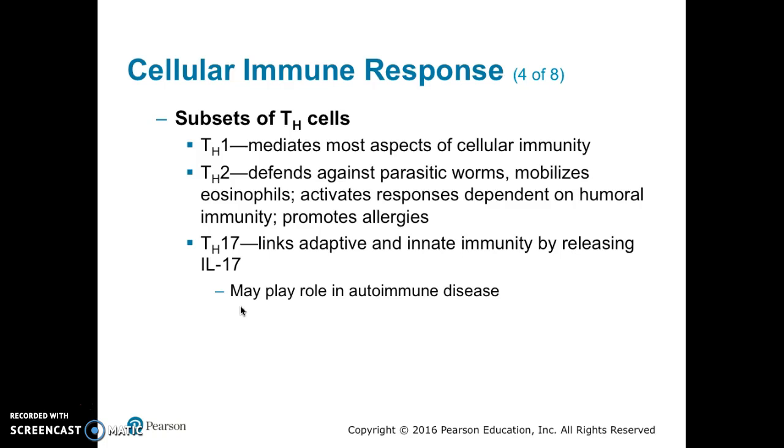Helper T1 mediates most parts of the cellular immunity, including inflammation, macrophage activation, and differentiation of cytotoxic T cells. T helper 2 cells defend against parasitic worms by mobilizing eosinophils. They also activate responses dependent on humoral immunity, and they promote allergies. T helper 17 cells link together adaptive and innate immunity by releasing interleukin 17, which promotes inflammatory responses against extracellular microbes. T helper 17 may play a role in autoimmune diseases.